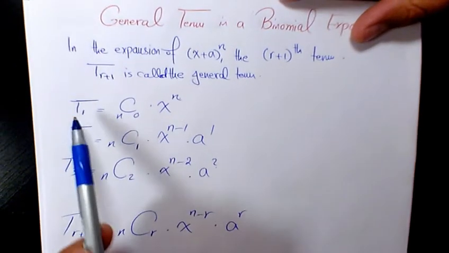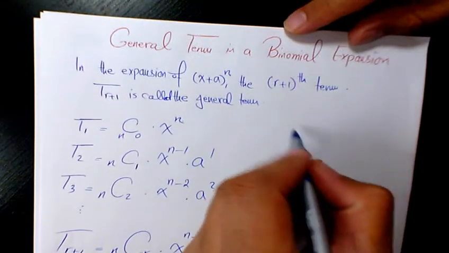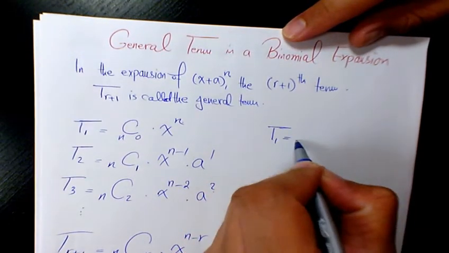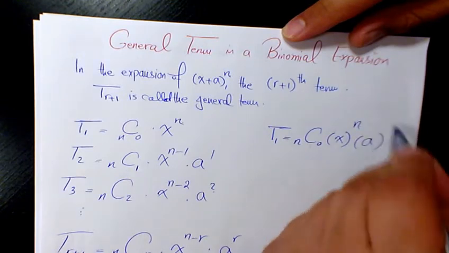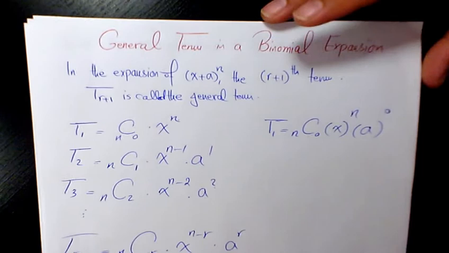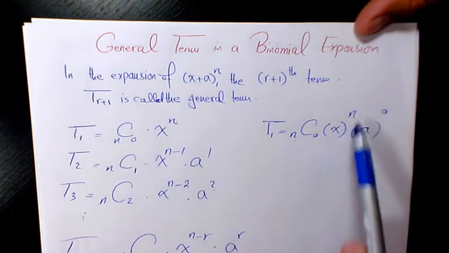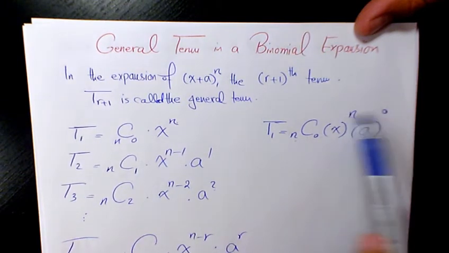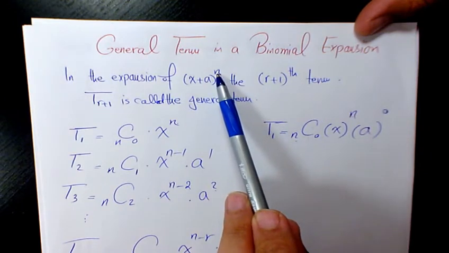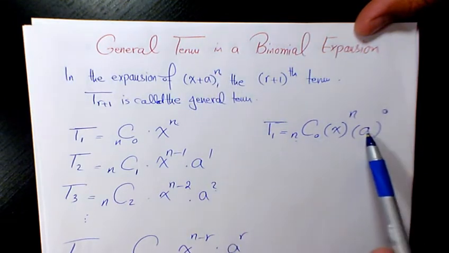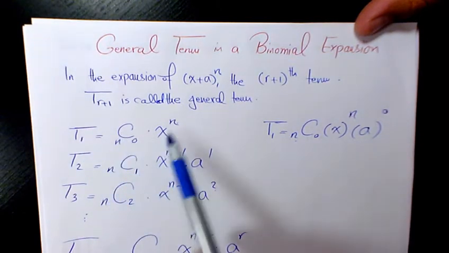So for example, t1, which is going to be the first term in the expansion of this binomial, is, as you know, nC0 x^n a^0, as we had in many examples before. Remember, the summation of these two exponents is always equal to the index of the binomial expression. Since any expression to the power of 0 is 1, the first term is going to be nC0 x^n.